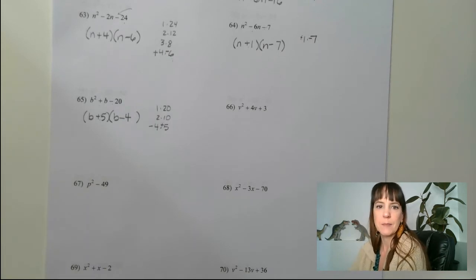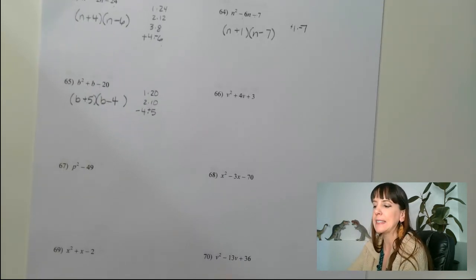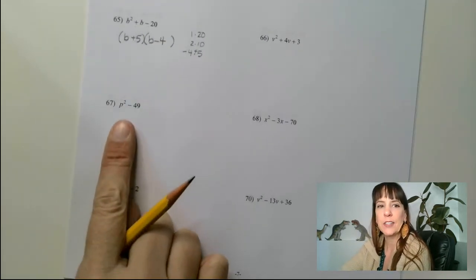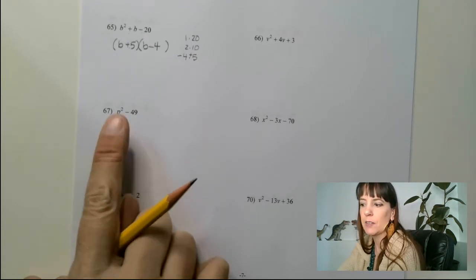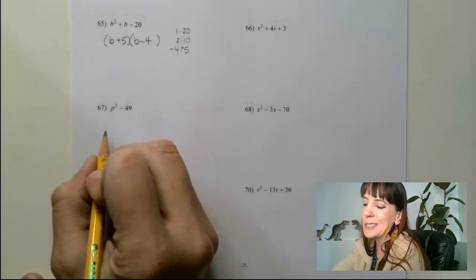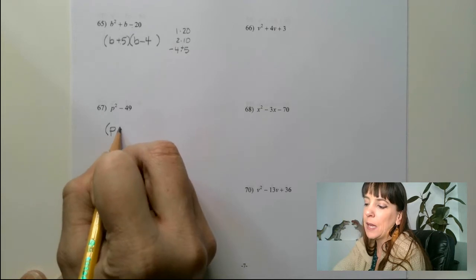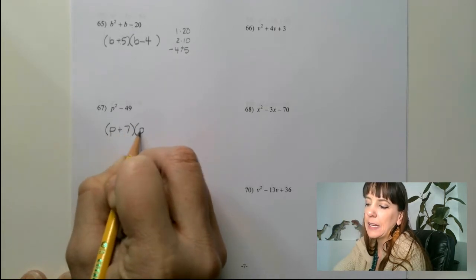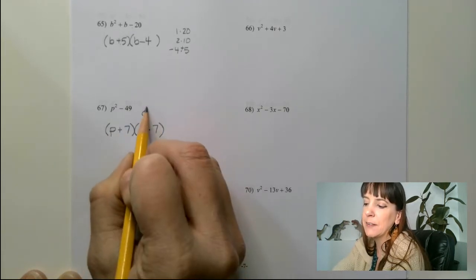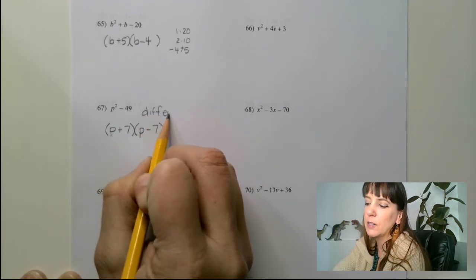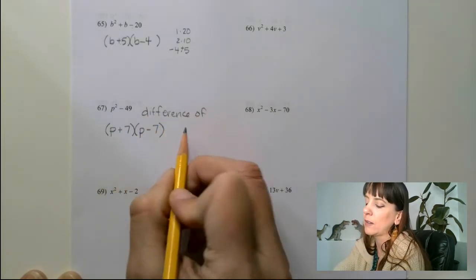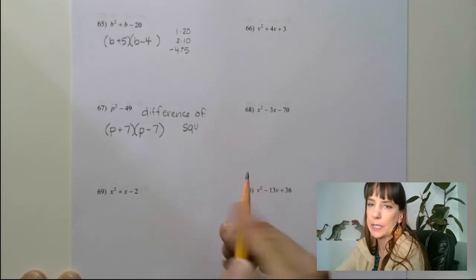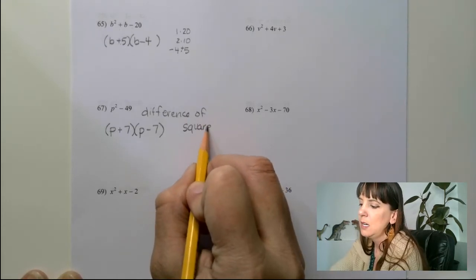Perfect. All right, guys, so let's talk about when it is not. Now, look at this, this is a special case that we just talked about. Perfect square, perfect square. Guess what? This is going to be p plus 7, p minus 7. This is a difference of squares. I don't even know if I'm spelling that right. This is not spelling hour. This is math hour. Difference of squares.